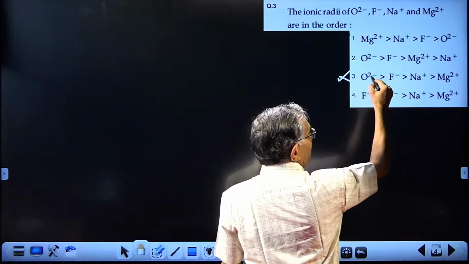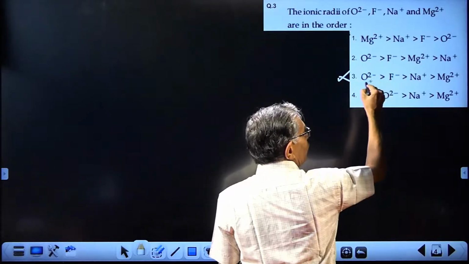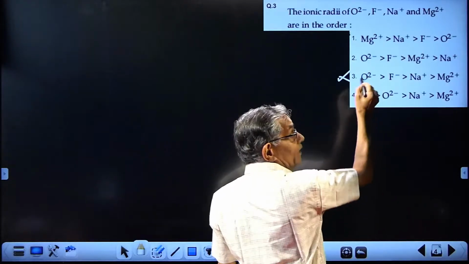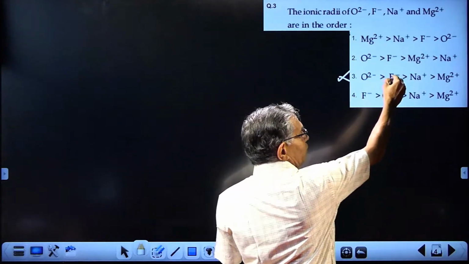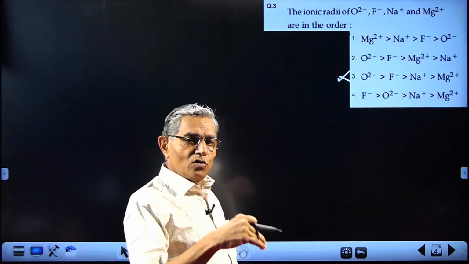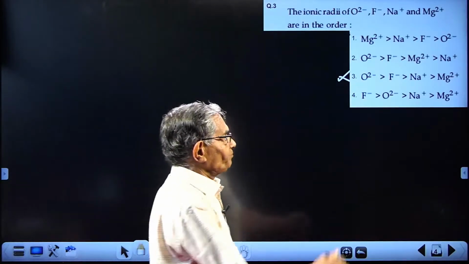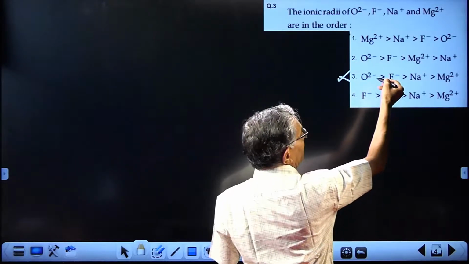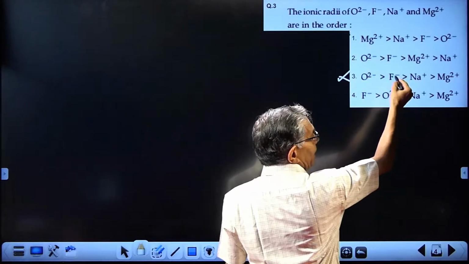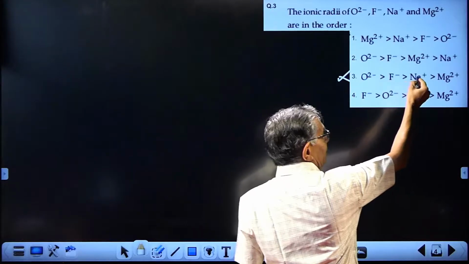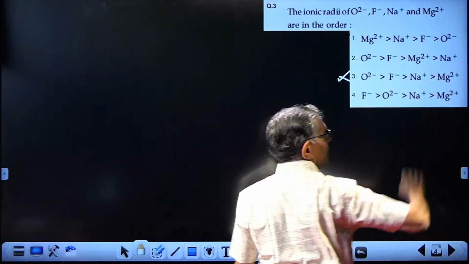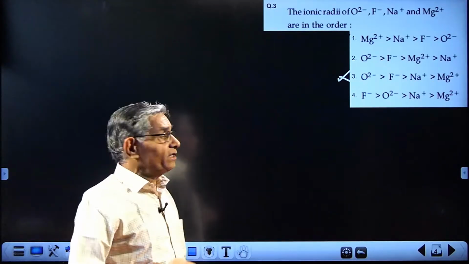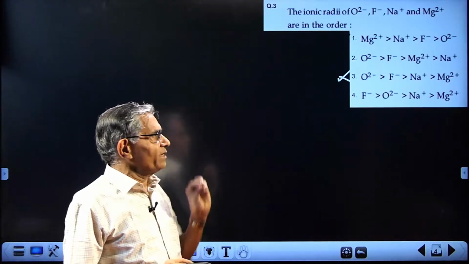Maximum size will be for O2 minus, bearing 2 negative charges. Then comes O, because the general principle is anions are bigger than cation. So O2 minus will be having the maximum radius. Next comes another anion, fluoride. Next will be Na plus, and the one carrying 2 positive charges will be minimum in size.